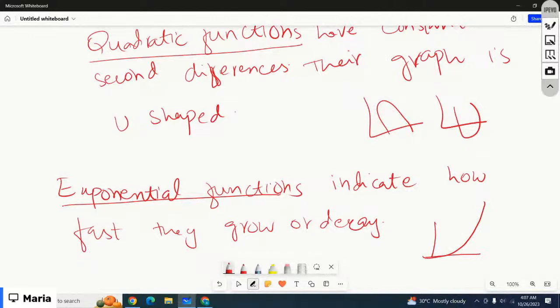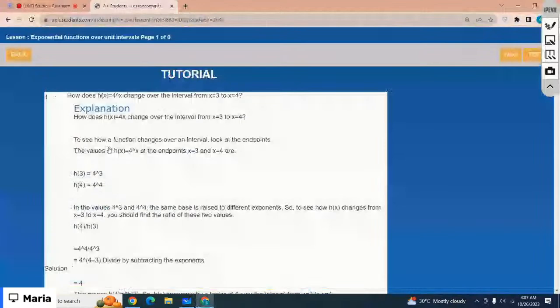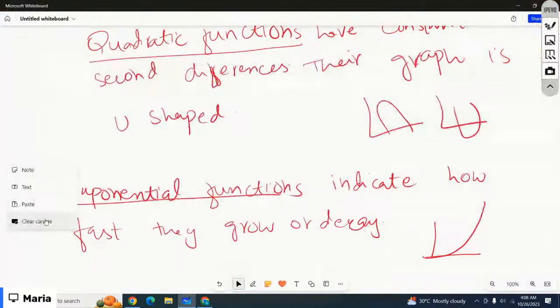Now let's look at the first lesson. The name of the first lesson is exponential functions over unit intervals. Basically, exponential functions over unit intervals means you are given some exponential functions and some time intervals. You need to see how they behave on the specific time intervals.